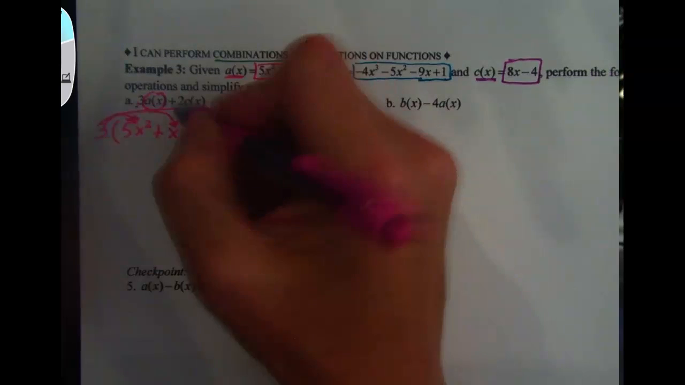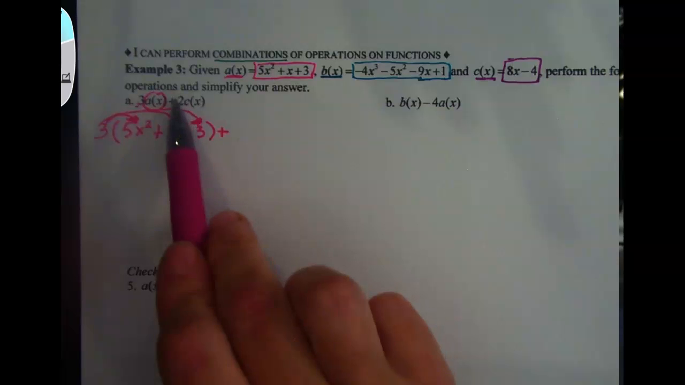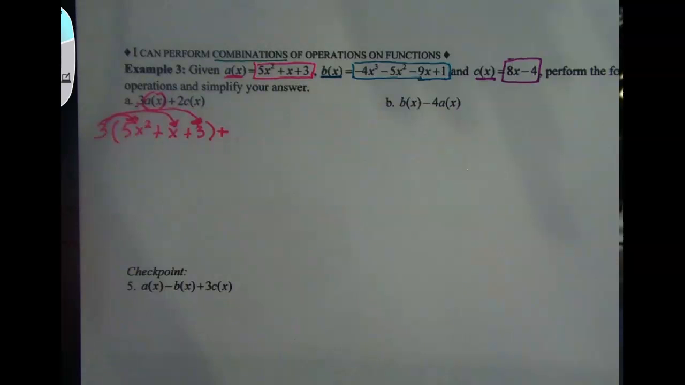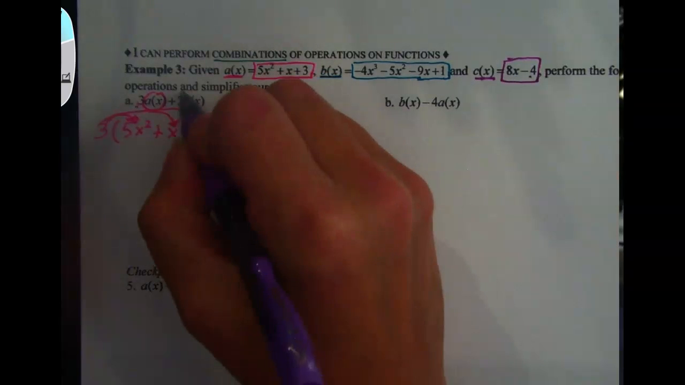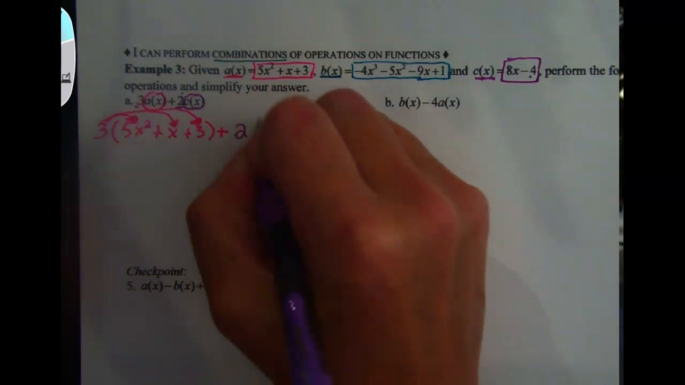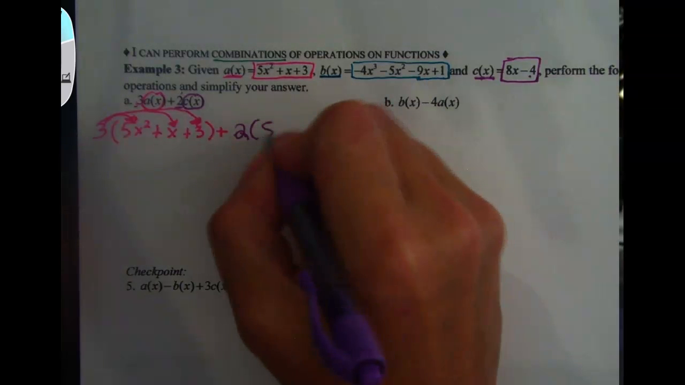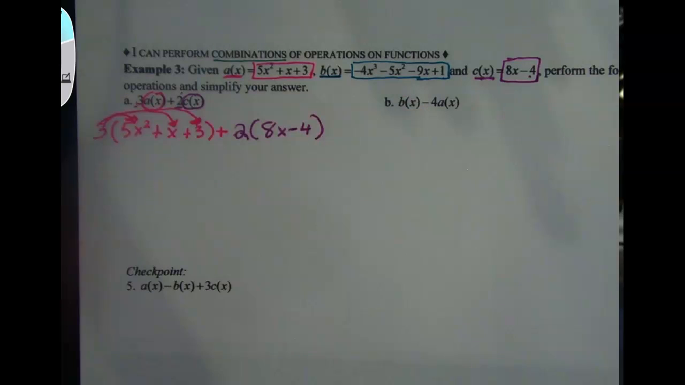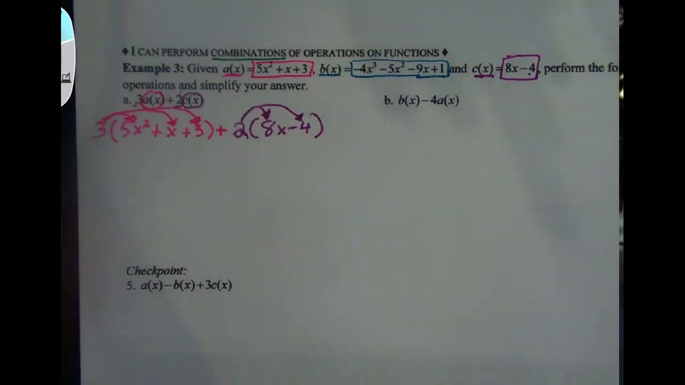We'll come back to doing the rest in a second because I want to read through the rest of the problem. And then it says plus, so I'm going to put a plus sign here, 2 times c of x. So my c, I used purple, c of x is this. So again, I'm going to take 2 and times it by that c of x. 2 times, remember that's my parenthesis, c of x is 8x minus 4. So I have to remember when it's adding, first I'm going to make sure I distribute. And then when all that is done, I can combine like terms.